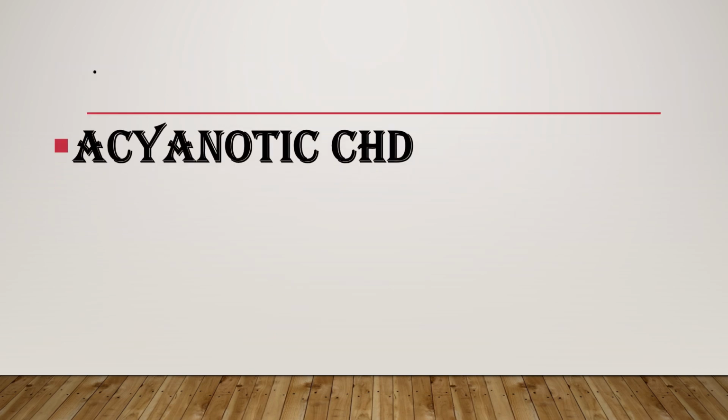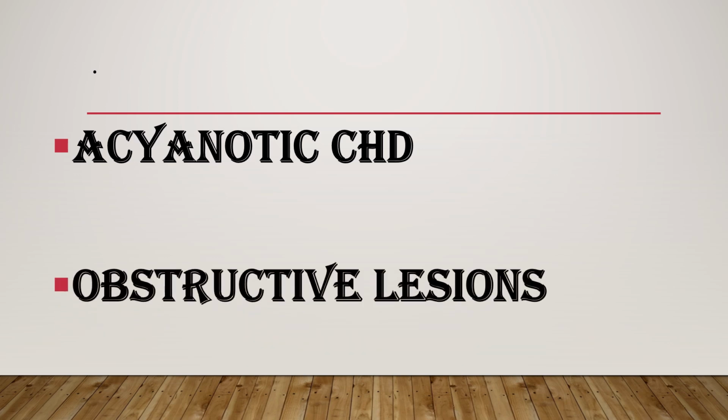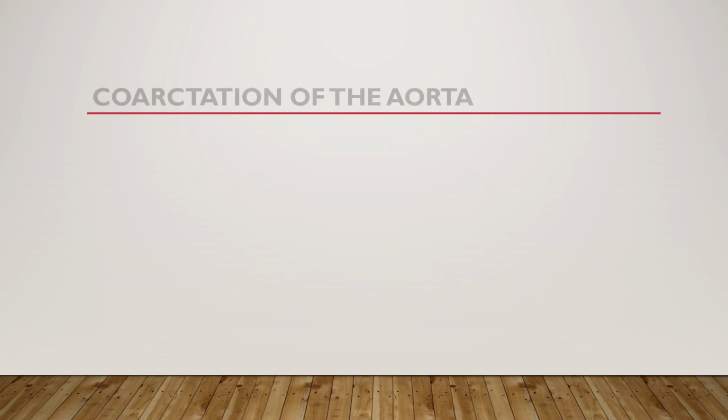In the last two sections, we discussed the introduction to congenital heart disease, and in the second part, I discussed acyanotic congenital heart disease, the shunt lesions. In this section, I am going to start the obstructive lesions of congenital heart disease that are acyanotic in type, and then I will continue with cyanotic congenital heart disease.